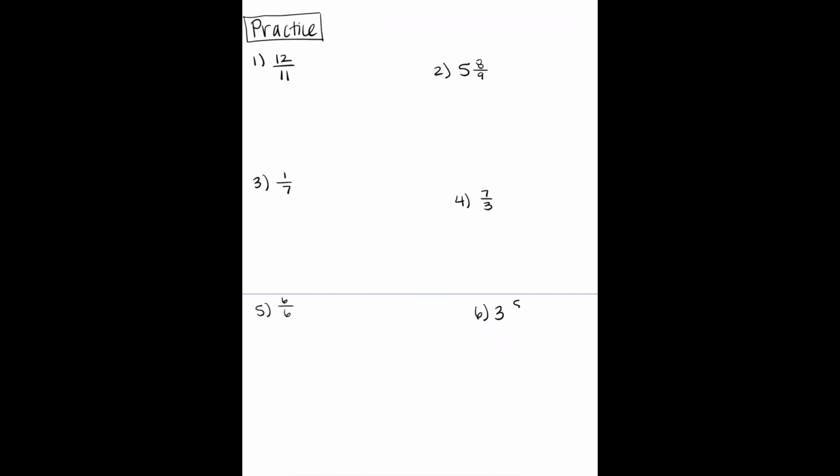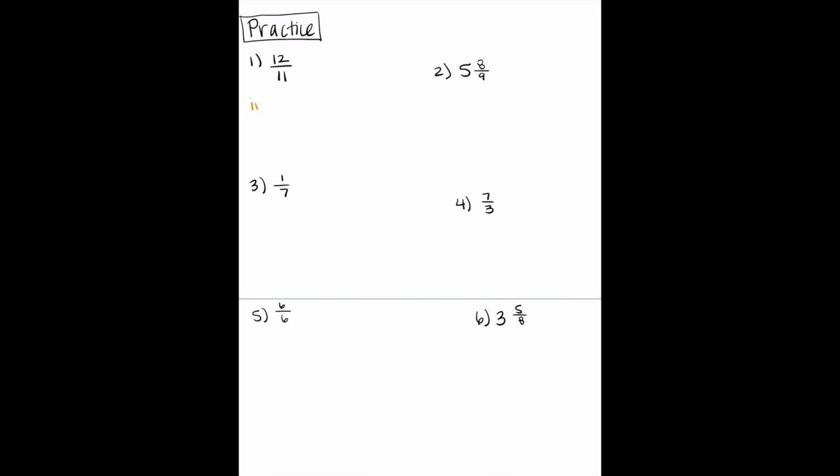So let's look at our first one. Our numerator is greater than our denominator. 12 is greater than 11, so that would be an improper fraction. Number 2, we have 5 and 8 ninths. It's a whole number and a fraction, a combination of both, so that would be a mixed number. For our third one, we have 1/7. That is what we were already familiar with and working with in the past. That is our proper fraction. Then we have 7/3. Again, our numerator is greater than our denominator, so that would be an improper fraction.